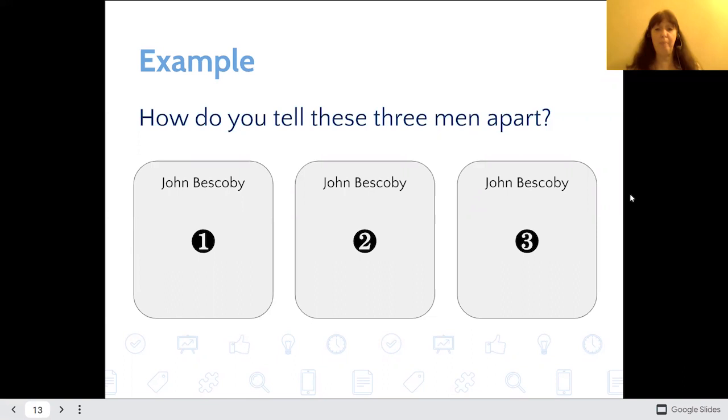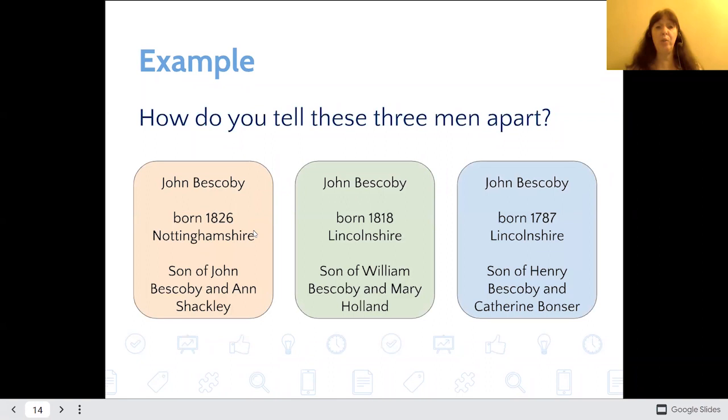They are different, but we can't see that by looking at the names. So how do we tell them apart? Well, it's just what we said, by vital information and by relationships. So for example, our first John Bescoby is born in 1826 in Nottingham, and he is the son of John Bescoby and Anne Shackley. Next one is born a different year in a different county. He's in Lincolnshire, and his parents are different, William Bescoby and Mary Holland.